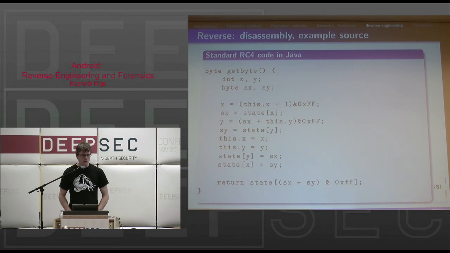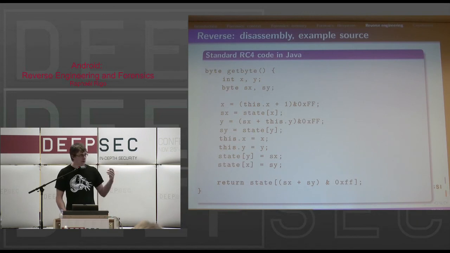Just going to show you a little example. This is just a standard RC4 cipher code written in Java. That's the get byte function from RC4, and we're going to see how it's done in practice. There is nothing particular here, just attribute accesses and local variables, and that's it.